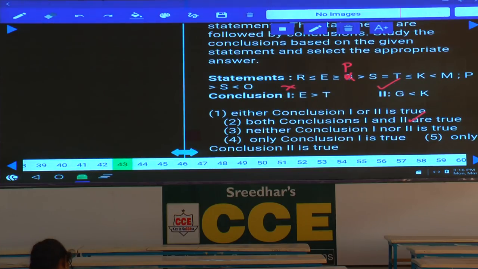Then 43. Now in this 43, the relation between E and T. Now between E and T, tell me which symbol is common. Greater is common. E greater than T, definitely true. And the relation between G and K. Between G and K, there is one greater than, one lesser than, two opposite symbols. The second conclusion does not follow. Hence, only conclusion 1 is true. Choice 4 is the answer. Now this is about question numbers 39 to 43. Done with these 5. Then 44 onwards.